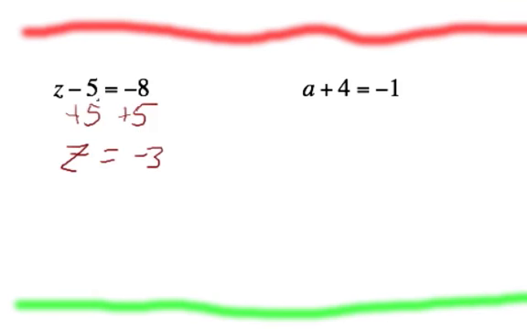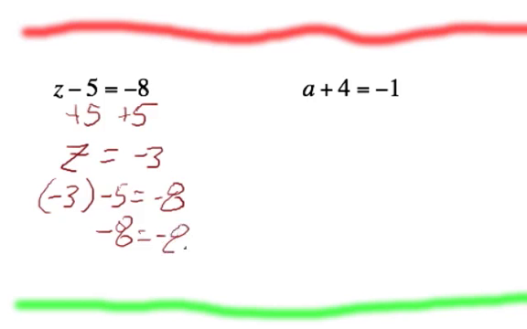Now, we need to plug in our answer to see if our answer is correct. Z minus 5, well, we plug in -3 for z. -3 minus 5 equals negative 8. This is our original equation. Negative 3 minus 5 is in fact negative 8. So our check is correct. Now I'd like you to try it. A plus 4 equals negative 1. Please hit the pause button now, and I'll give you time to solve it.